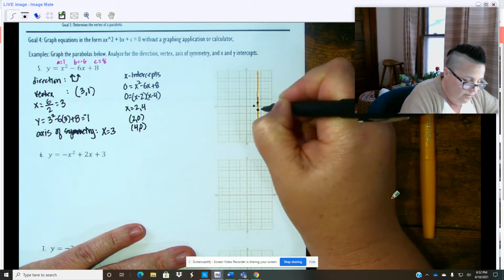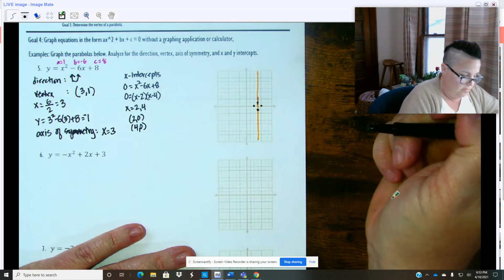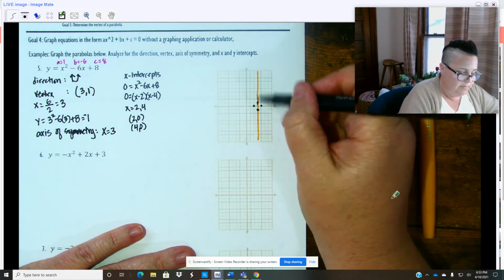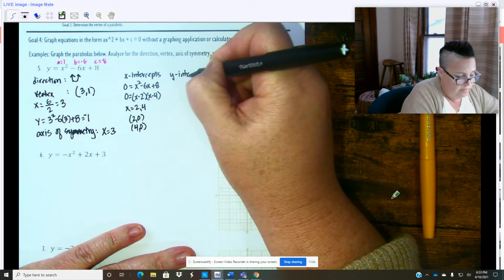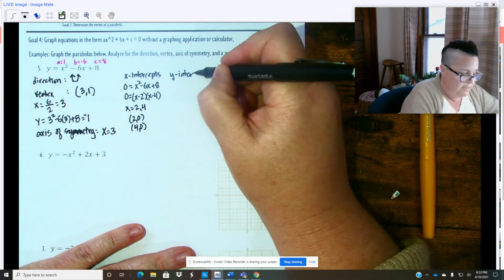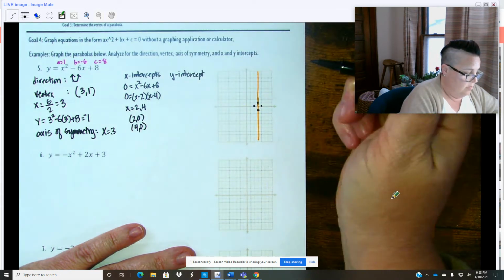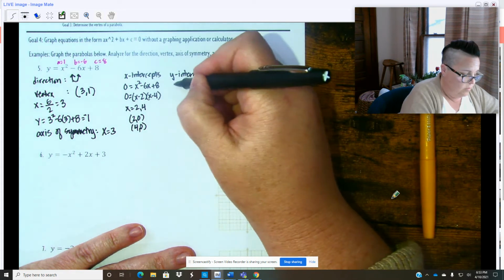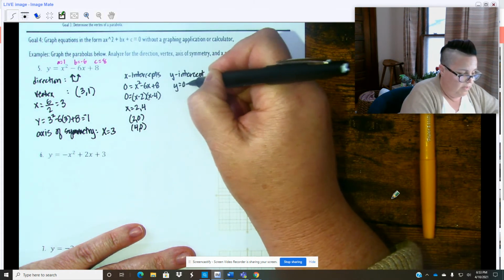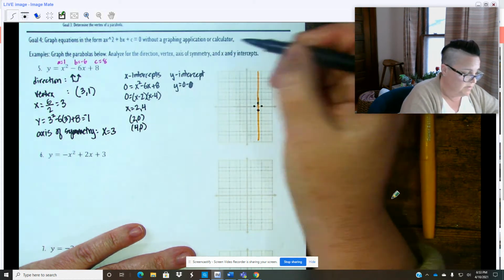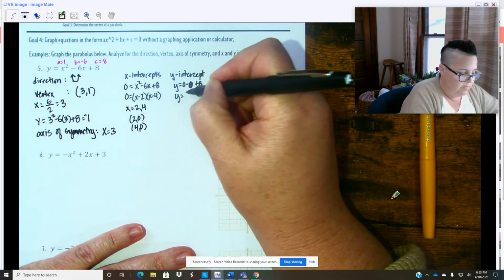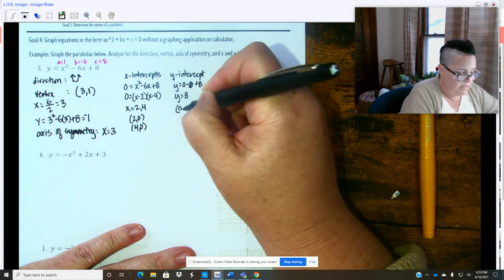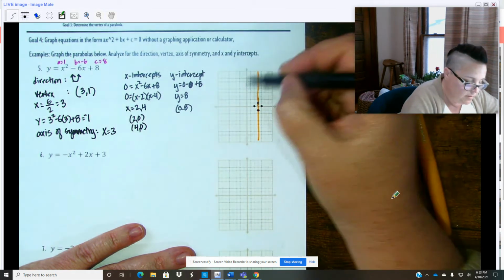2, 0 is there, 4, 0 is there. Well, that makes sense. That's symmetrical over that. So where's my y-intercept? Y-intercept is where x is equal to 0. So y is going to be 0 minus 0. 6 times 0 is 0, plus 8. So my y-intercept is going to be at 8, and I have another point at 0, comma 8.